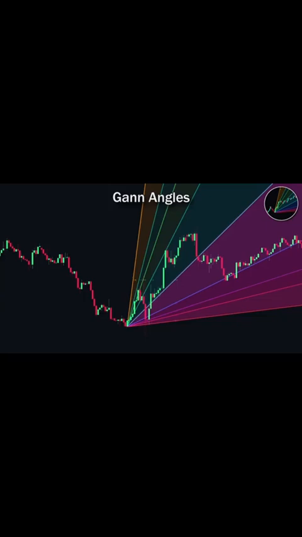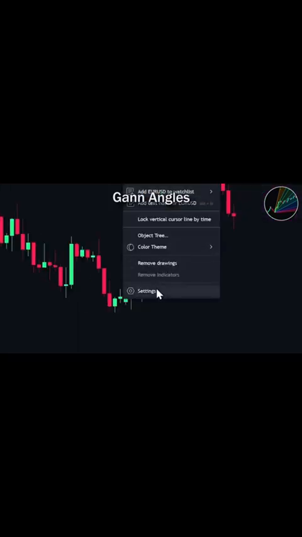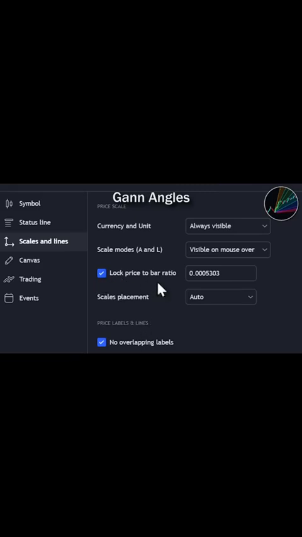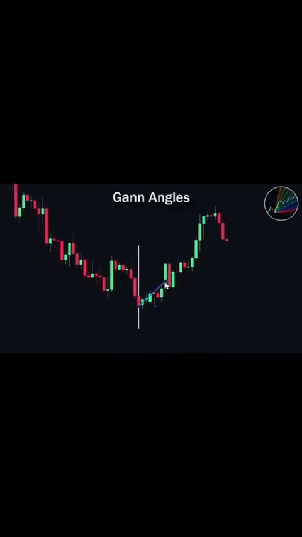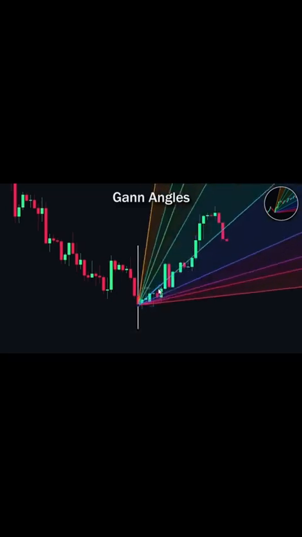To apply the Gann angles, first you go to Settings, then make sure to check the lock price to bar ratio. Next, identify a market range and mark the swing low and the swing highs of that range. Then, draw a straight vertical line at the start of the range. After that, select the Trend Angle tool and measure 45 degrees. Then, use the Gann tool and place it at the 45-degree angle.